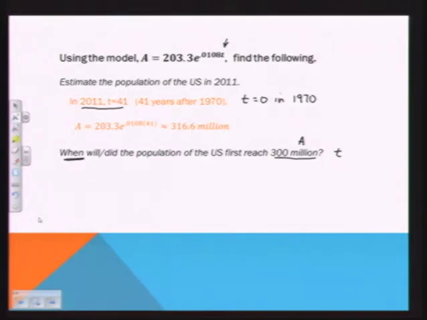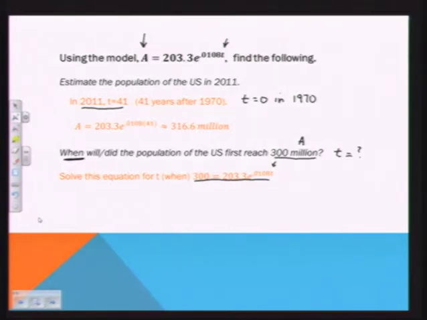When indicates that we're looking for a time. So in our equation, we will be putting 300 million in place of A. Let's do that. Okay, and we can solve for T. And as you recognize right here, once again, hopefully you learned your lesson on solving exponential equations very well, because now we have an exponential equation, because T, what we're looking for, is in the exponent.